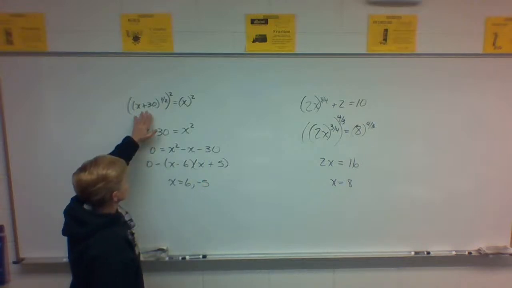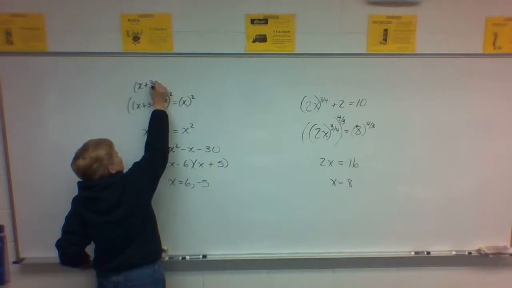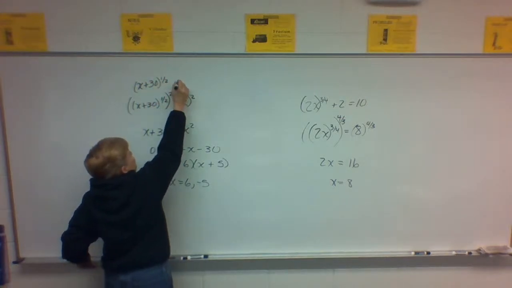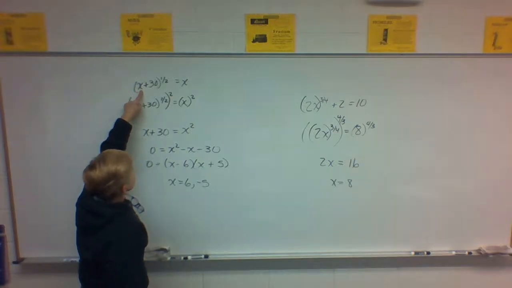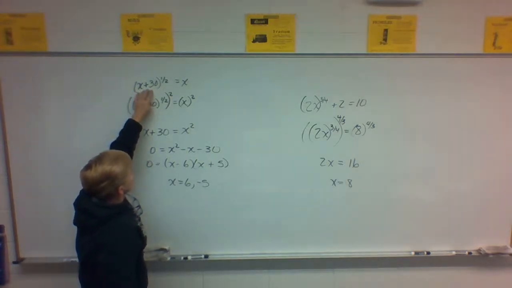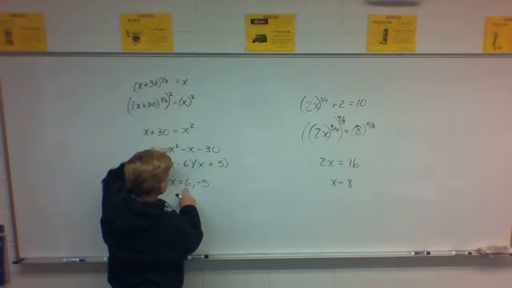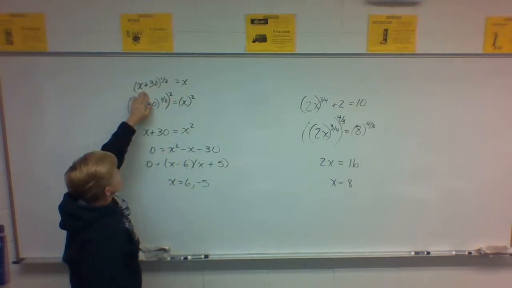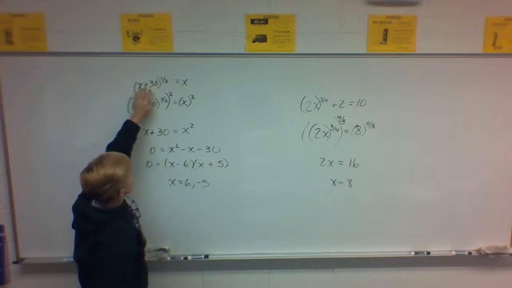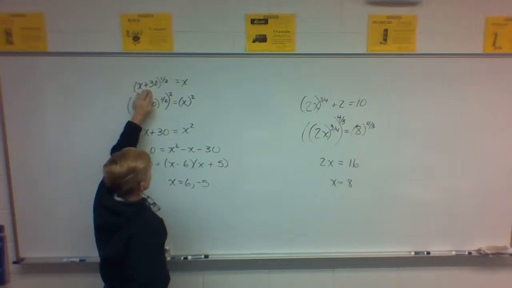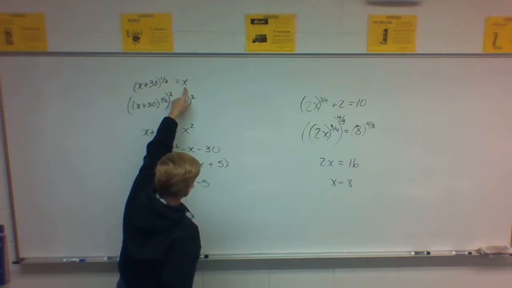Still have to check them out because we started out with a radical. I'll write it again: x plus 30 to the 1/2 equals x. If I plug 6 in here, I'm going to get 6 plus 30, which is 36. Square rooted is 6 equals 6. I'll keep that one. This one's going to be -5 plus 30, which is 25. Square rooted is 5 equals -5. That's not the case.